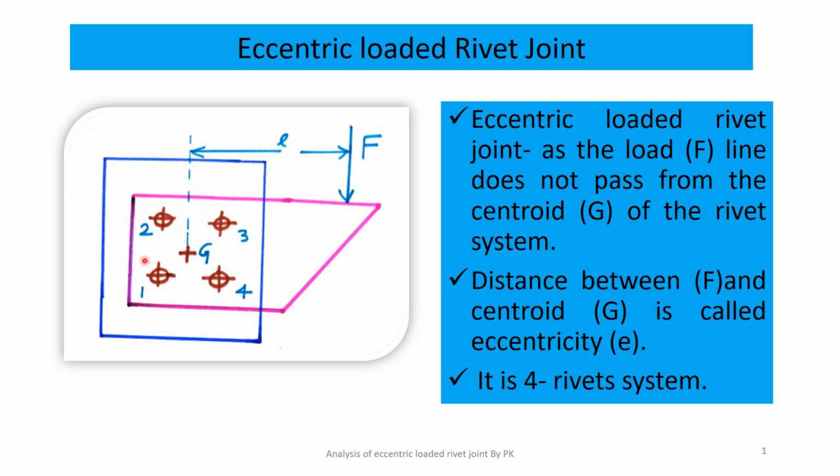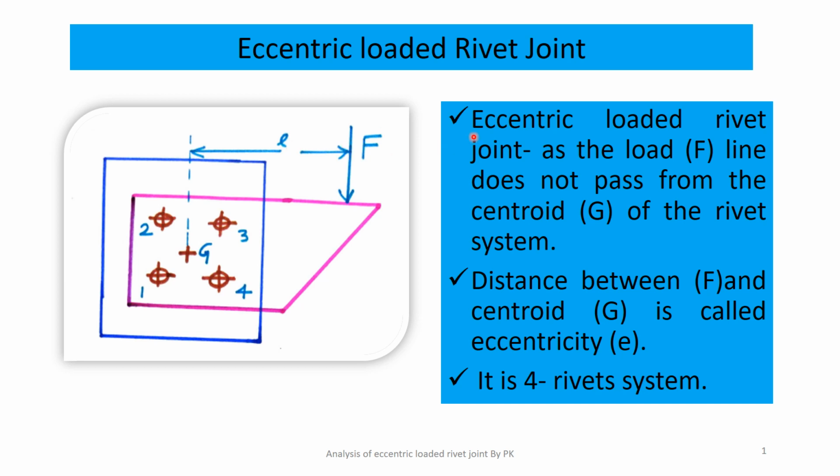So this is rivet number 1, this is rivet number 2, this is rivet number 3, and this is rivet number 4. This G is called the centroid of the rivet system. Here we see that a load is acting at a distance of E from this centroid, and because this load line is not passing through the CG, there is a distance E between load line F and the centroid. That's why we call this complete system an eccentric loaded rivet system, and this E distance, the distance between the centroid and the force F, we call eccentricity.